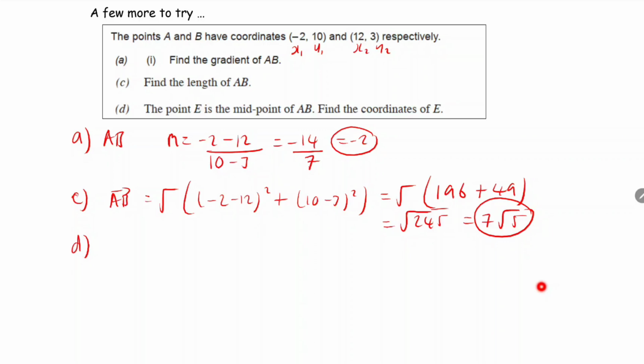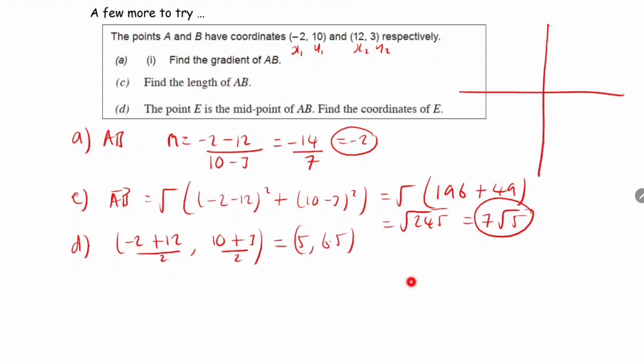Part D. Point D is the midpoint of AB. Find the coordinates. So to find the midpoint of AB, so it's going to be minus 2 plus 12 over 2 and 10 plus 3 over 2. Minus 2 plus 12 is 10, and 10 divided by 2 is 5. And then 10 plus 3 is 13, 13 over 2, 6.5. Quick little sketch to see if our answers make sense.